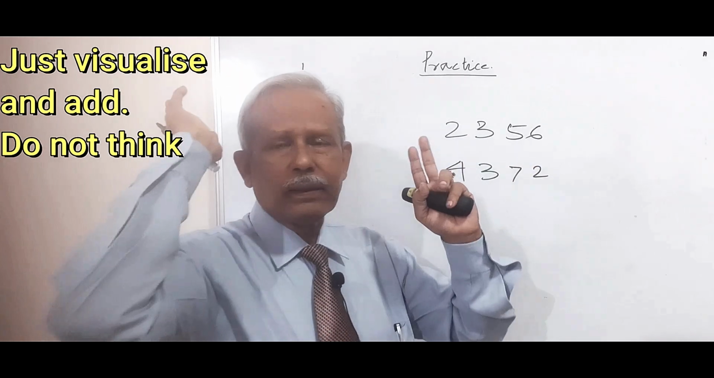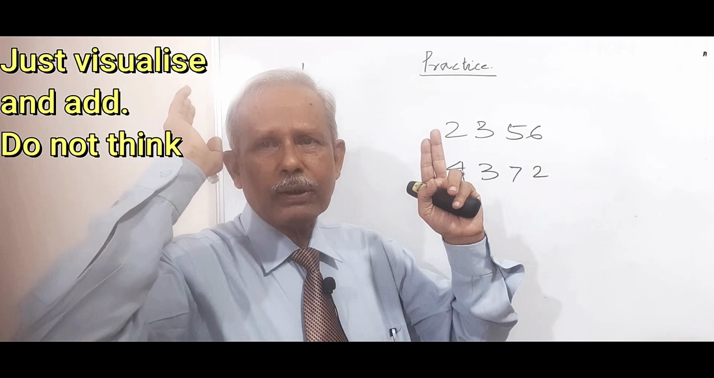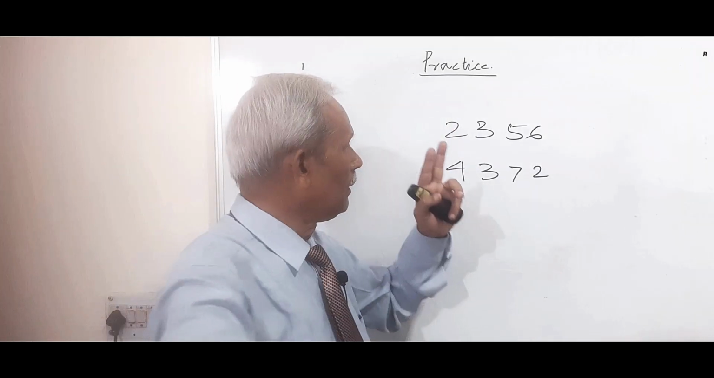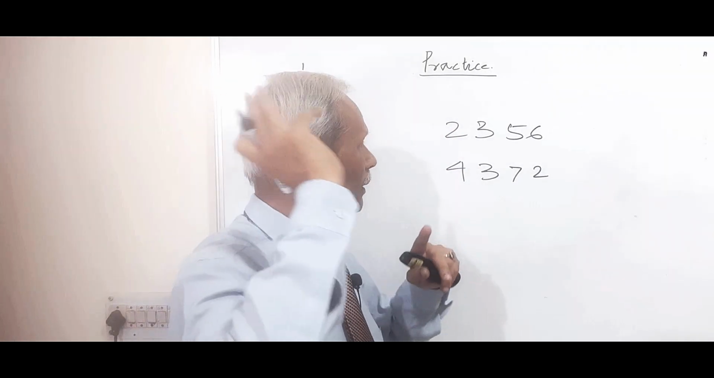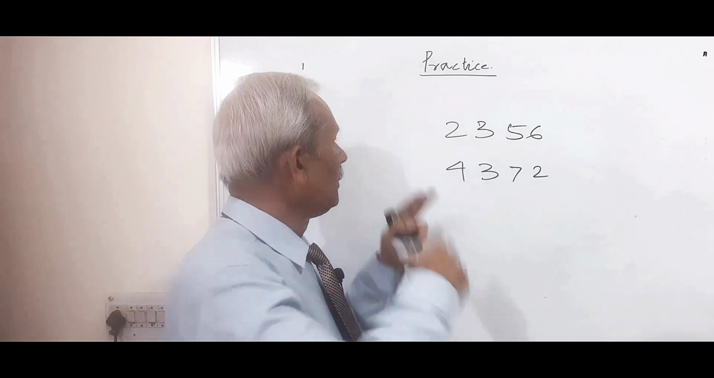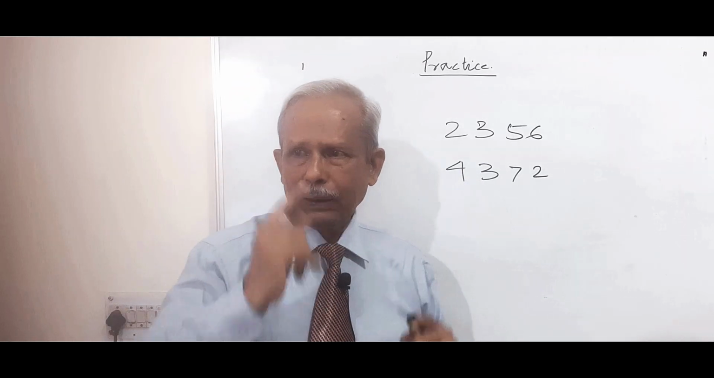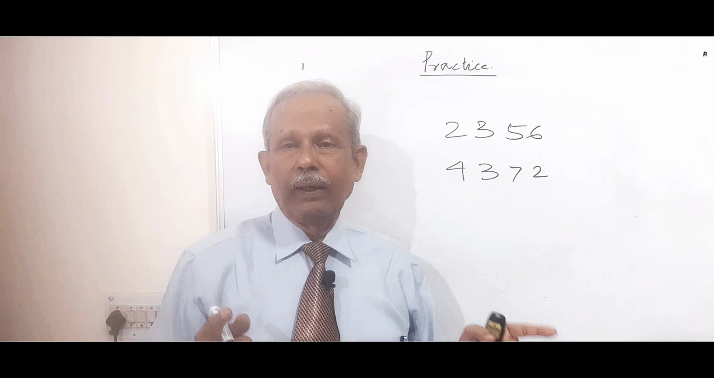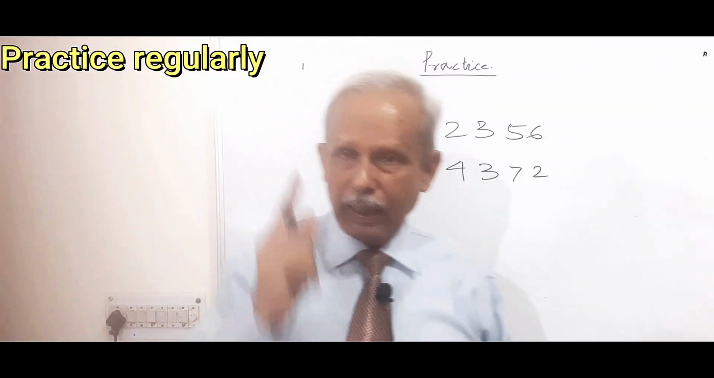2, 6, 8. Quick process. 2, 6, 8. 7, 5, 12, 2, 1. 3 plus 1, 4, 3, 7. 4, 2, 6. Quick. Just visualize and add. Practice these things regularly.